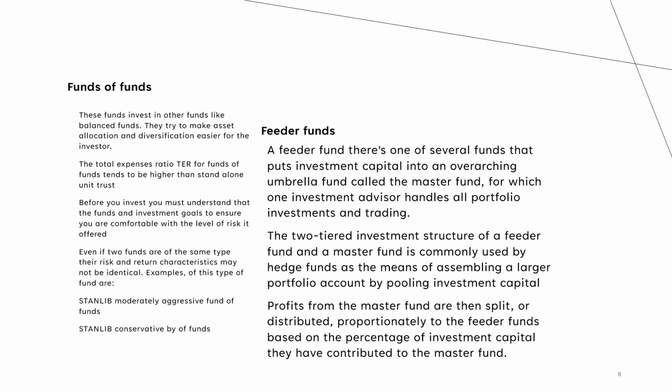Now, funds of funds. These funds invest in other funds like balanced funds. They try to make asset allocation and diversification easier for the investor. The total expenses ratio (TER) for funds of funds tends to be higher than standalone unit trusts. Before you invest, you must understand these funds' investment goals to ensure you are comfortable with the level of risk they offer. Even if two funds are of the same type, the risk and return characteristics may or may not be identical. Examples of this type of fund are the Standard Moderately Aggressive Fund of Fund and the Standard Conservative Fund of Fund.